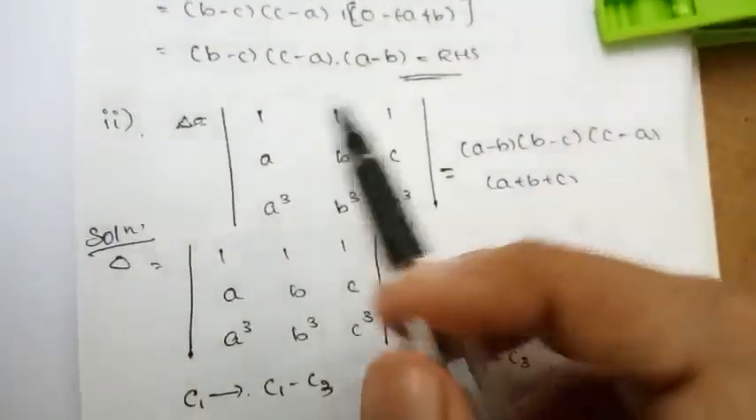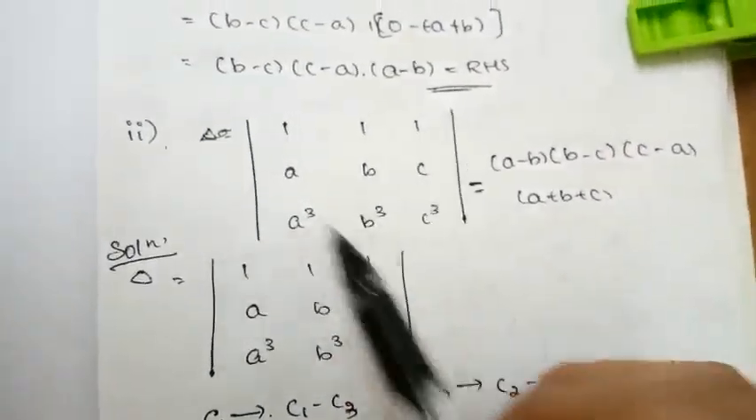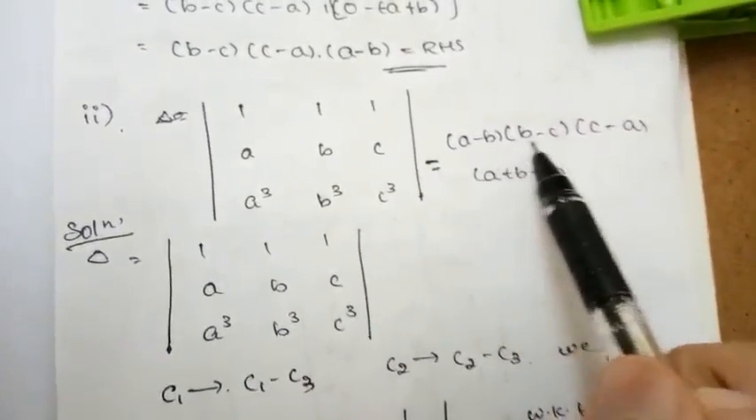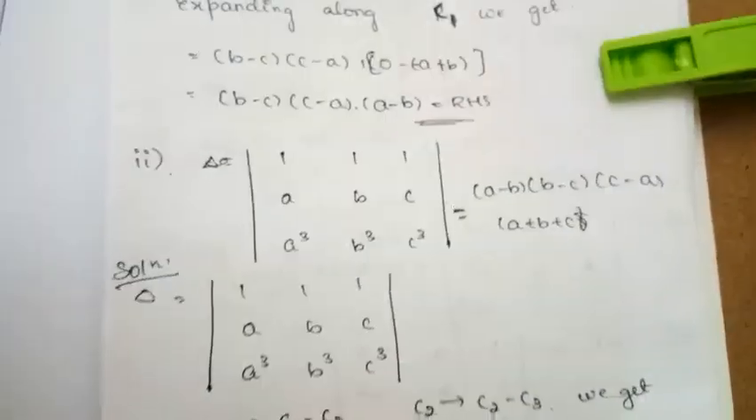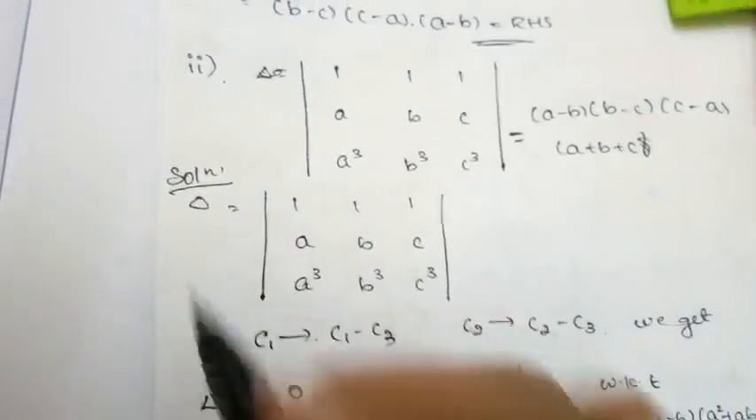So the next is this question. We need to prove the value of this determinant is equal to (A minus B)(B minus C)(C minus A) into (A plus B plus C). So we need to prove this one. I'll call this LHS as delta.